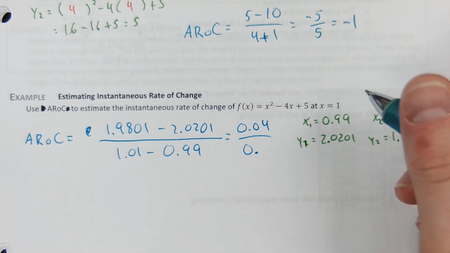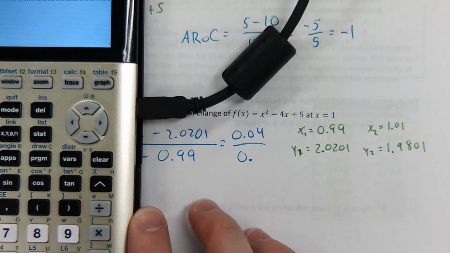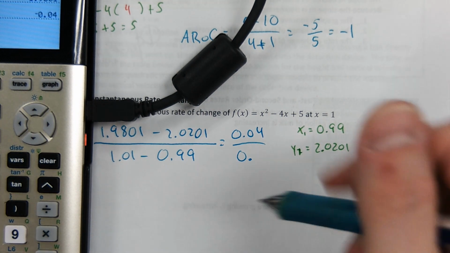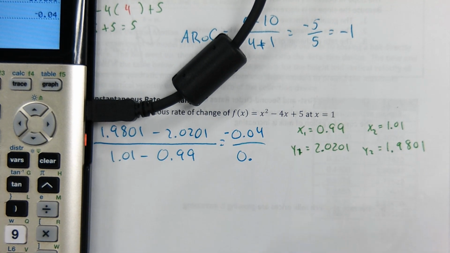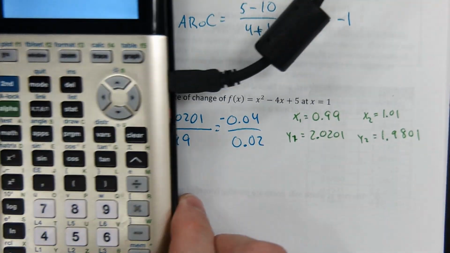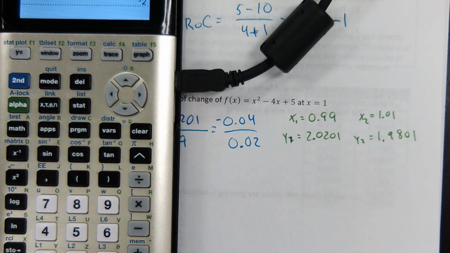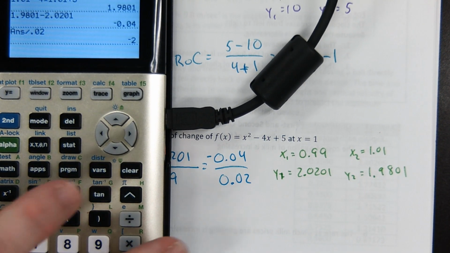Wait, do I have it backwards? You know what? I don't know what I'm trying to do in my head. 1.9801 minus 2.0201 is negative 0.04. I'll be all right. And what is this one, 0.02? Okay. And when you do the division, we get an average rate of change of negative 2.